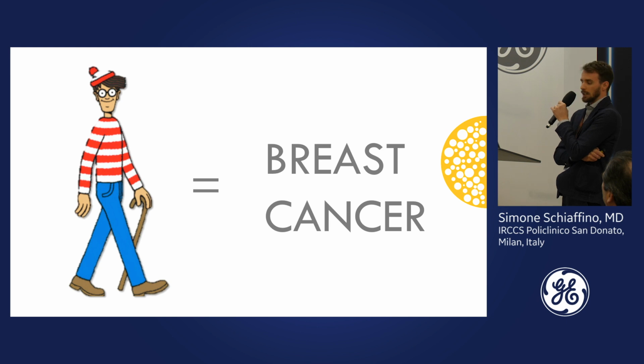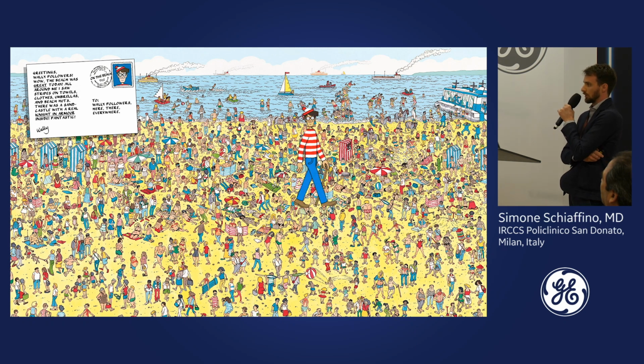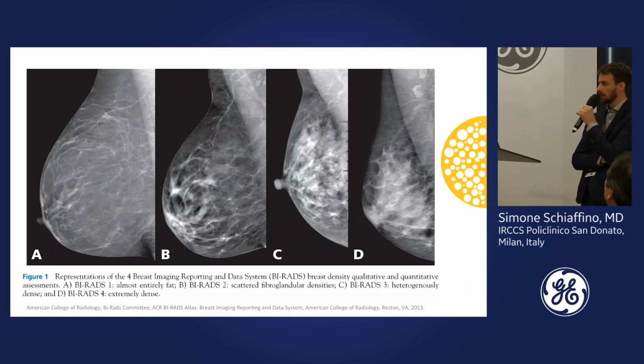Let's start with the game. You have to find Wally in this amazingly dense beach. That is, as you have to find breast cancer as opacity or distortion of microcalcifications in dense breasts. So here you find Wally, and we know that breast density is crucial for the imaging assessment of the breast.